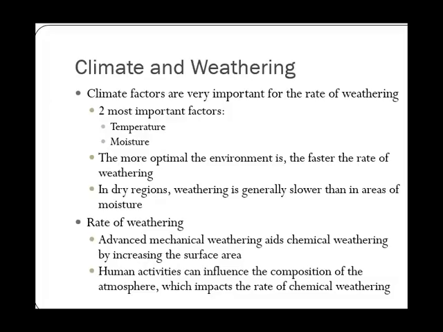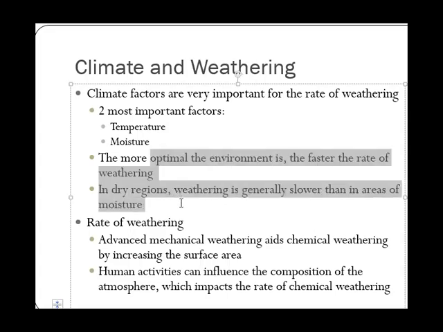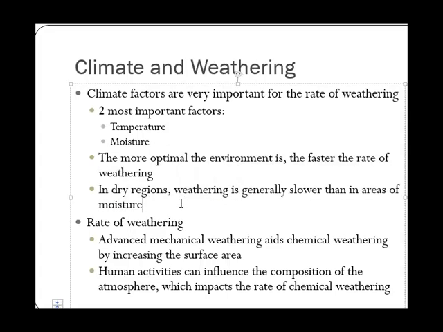Okay, so now those are the two types of weathering, chemical and physical, and I think I discussed this before also, but in terms of climate, you have to look at two basic things, temperature and moisture. The warmer it is, the more chemical weathering there will be. The colder it is, the more physical weathering there will be because of the frost action. Both types of weathering occur much more in damp climates and wet climates than in dry climates. So the more optimal the environment, the faster the rate of the growth. And in dry regions, weathering is slower than in areas of moisture because water takes things away, water breaks things down, water does all sorts of transfers of materials.